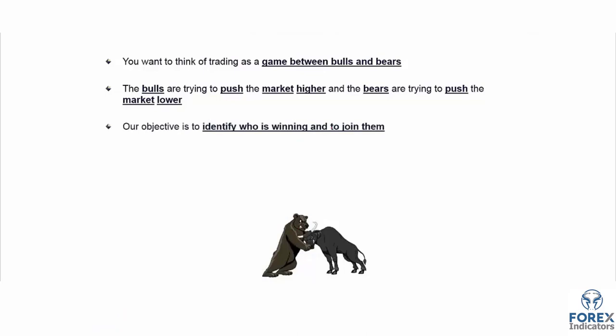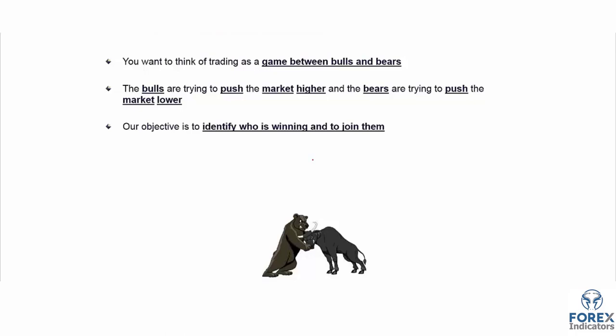Our objective is to identify who is winning and to join them. When the market is clear and the bulls or the bears are winning, that's when you want to join and actually start trading, because that's when the markets are going to move swiftly and quickly. Once the bulls or the bears take control, the market will have no conflicting movements, and there will be nice clean setups. And that's what we mean when we say wait for the opportunities to be clear and then execute your trades.